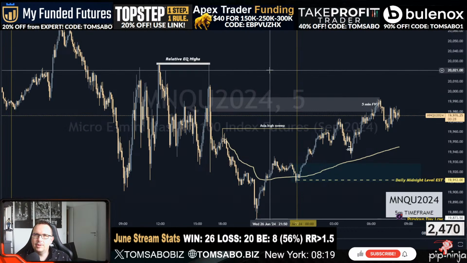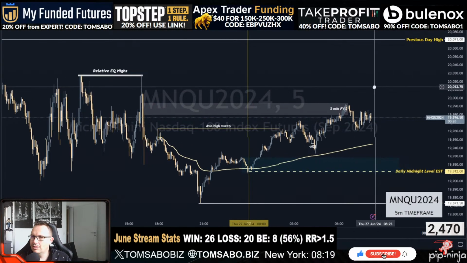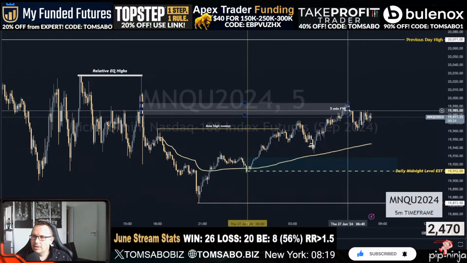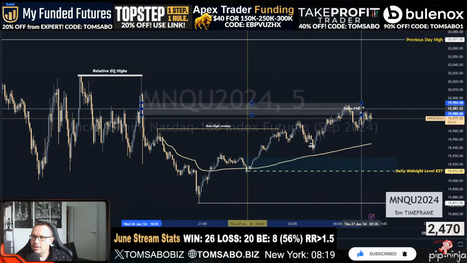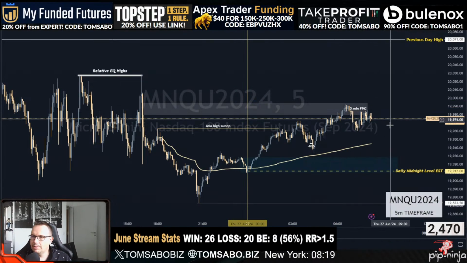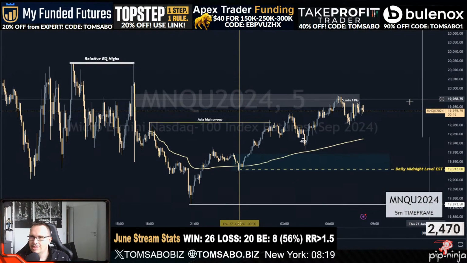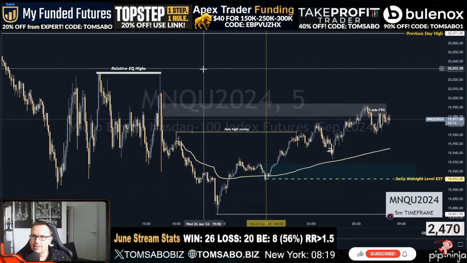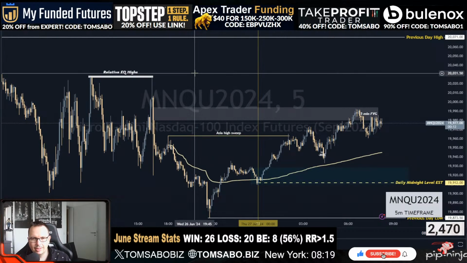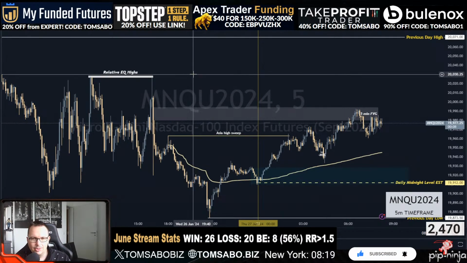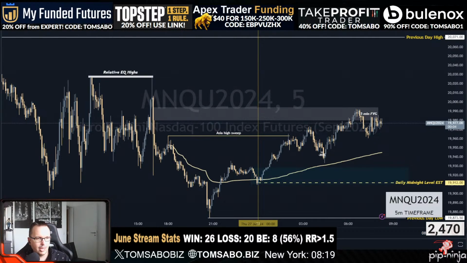Anyway, let's see. We have already taken out the 5-minute fair value gap above the VWAP, and relative equal highs to the left, nothing special. Want to pass 25k on news? That should be simple, right? Oh yeah, 25k on news, guys, let's go.